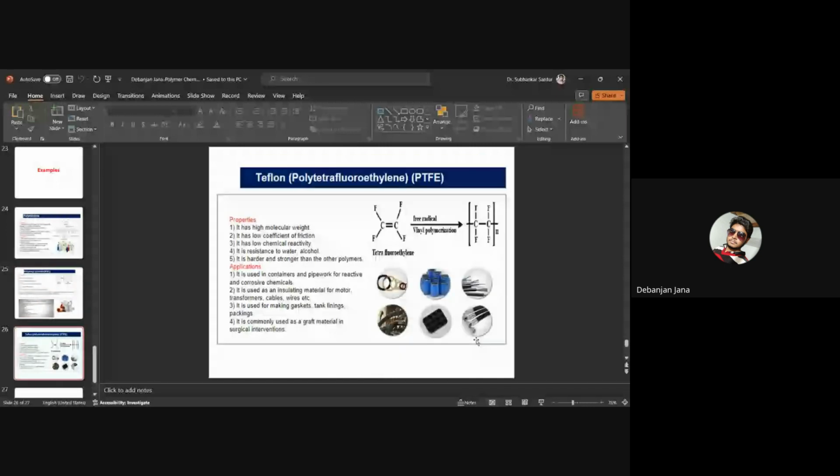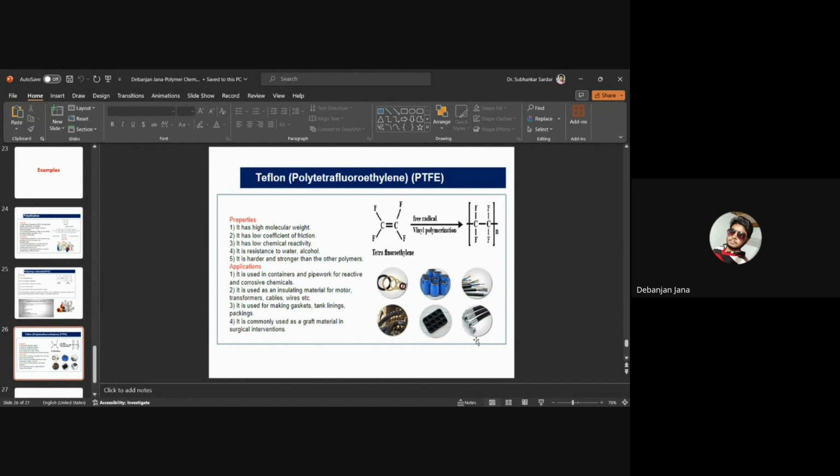Last is Teflon, that is polytetrafluoroethylene. Properties: it has high molecular weight, it has low coefficient of friction, it has low chemical reactivity, it is resistant to water and alcohol, it is harder and stronger than the other polymers. Its application: it is used in containers and pipework for reactive and corrosive chemicals.